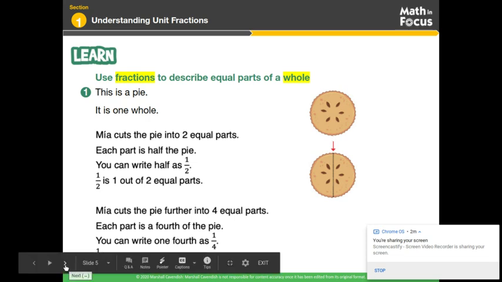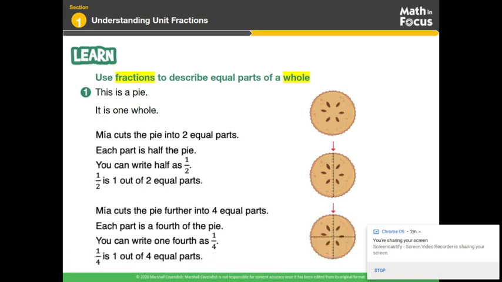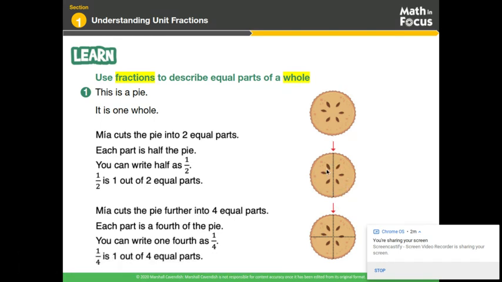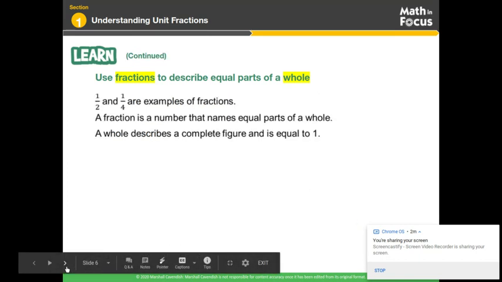Mia cuts the pie further into 4 equal parts. Here's the pie now. Each part is 1/4 of the pie. You can write 1/4 as a fraction. 1/4 is 1 out of 4 equal parts. That's why it's called a fourth. These are the 4 parts. One piece is 1/4. This pie is 2 parts, and one of those parts is 1 out of 2, 1/2. That's how you say it.